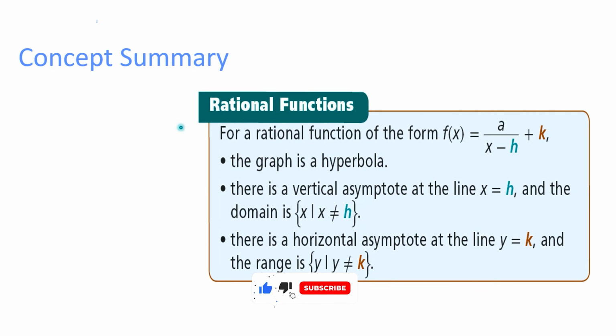Now let's do a quick recap on the main concepts learned in the lesson. The main points are: for a rational function of the form f of x equals a over x minus h plus k, the graph is a hyperbola. There is a vertical asymptote at the line x equals h and the domain is the set of all values of x such that x not equals h. And finally, there is a horizontal asymptote at the line y equals k and the range is the set of all values of y such that y not equals k.